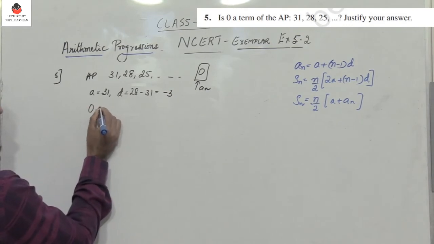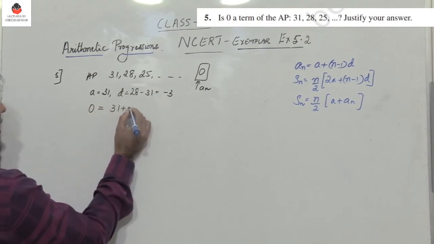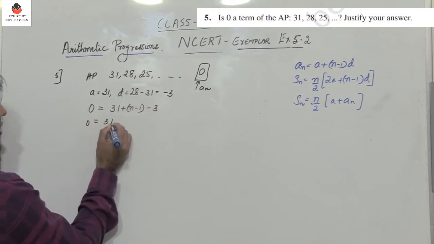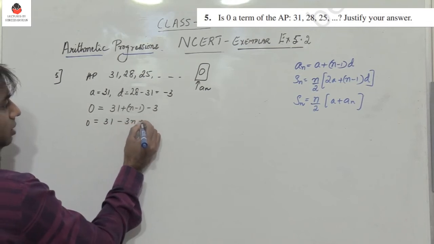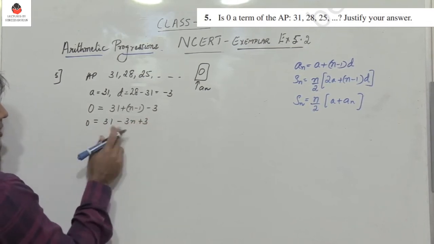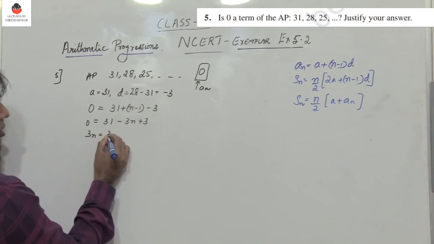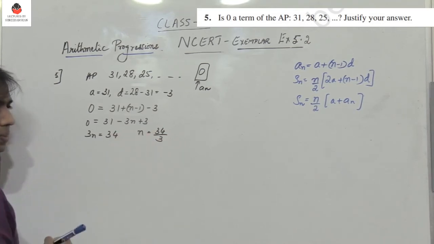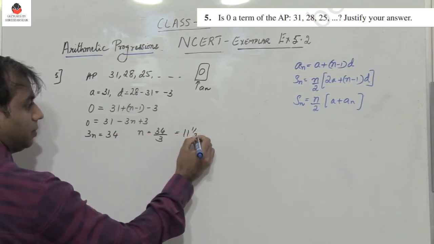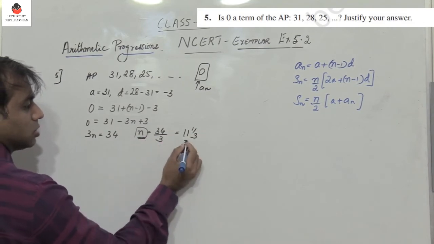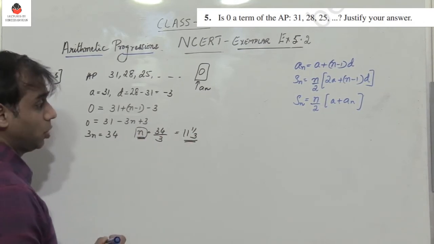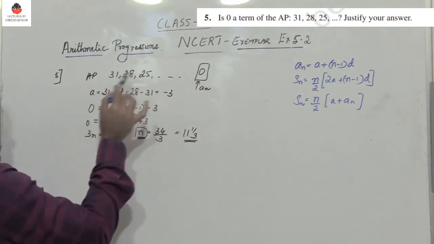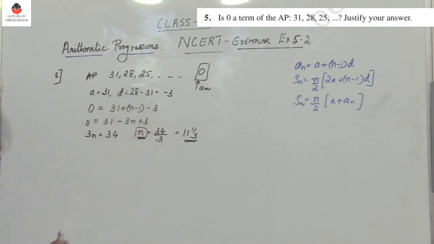So an, which is 0, equals a plus n minus 1 into d, which is minus 3. So 0 equals 31 minus 3n plus 3. So this gives me 34. So 3n equals 34. And what is n? 34 by 3. So this is 11 and 1 by 3. Can I have a value of n which is not a whole number? No, it's not possible. So therefore 0 is not a term in this arithmetic progression, which is 31, 28, 25 and so on.